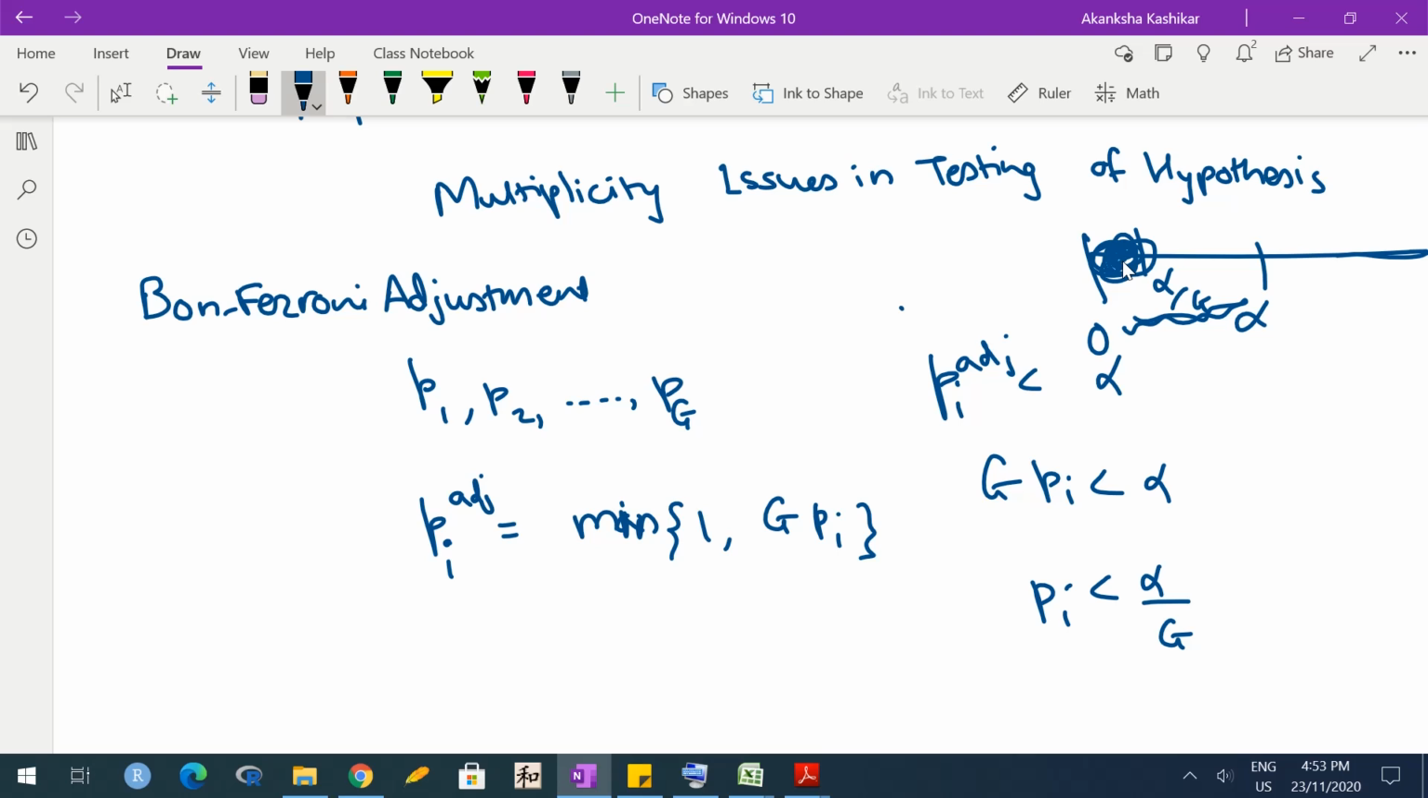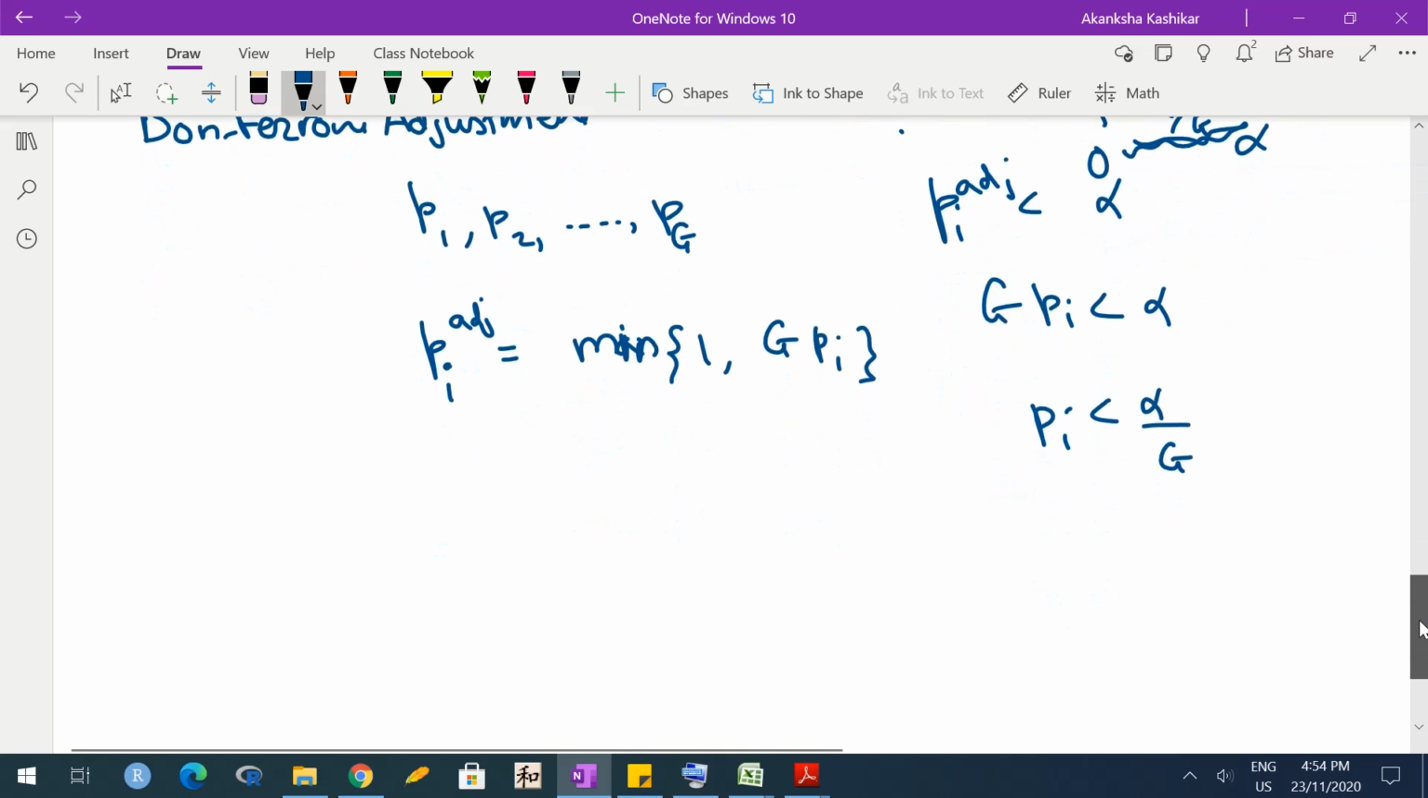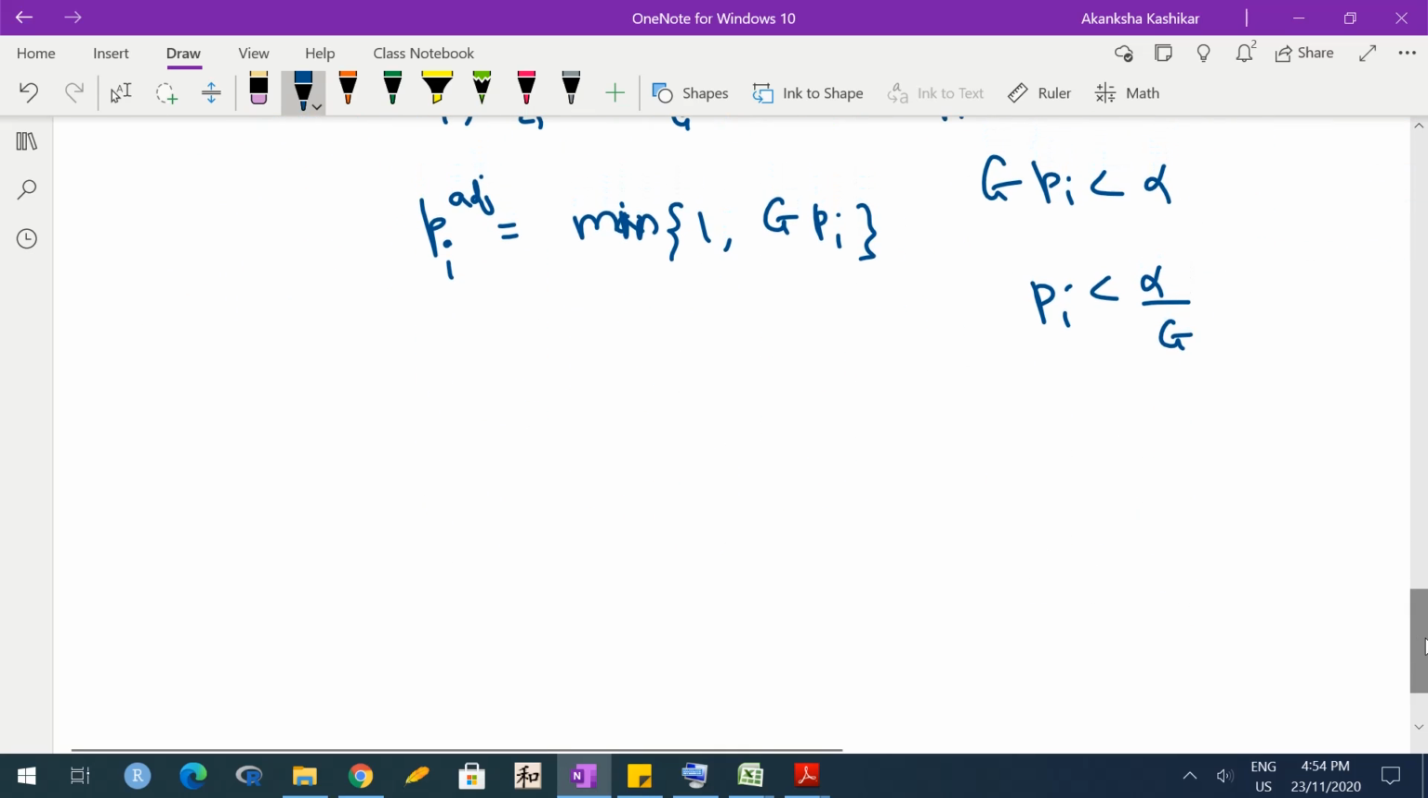As a result, the power of the test would go on decreasing. So that's why Bonferroni adjustment is done only if you are okay with less power. It is one of the widely used methods, no doubt about that, but you have to remember that it does decrease the power of the test.